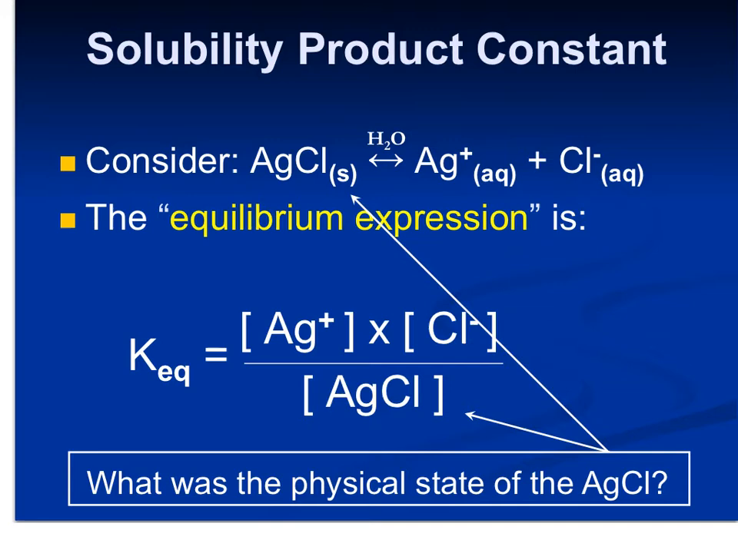But hopefully one of the things that you notice is our AgCl here. What's the physical state? It's a solid. Remember, we don't include those when we're doing our equilibrium expressions, and so now we won't be including them in our solubility product constants. And just as a quick reminder, remember we're putting the concentration of our products over the concentration of our reactants.